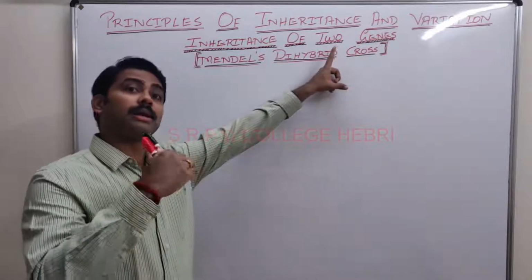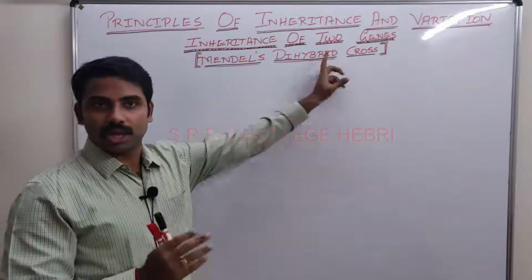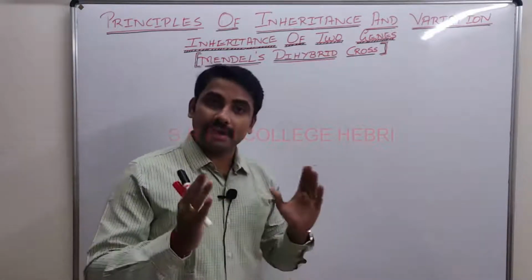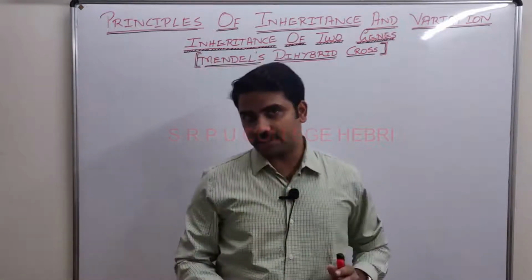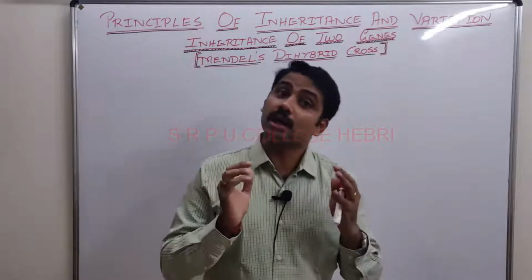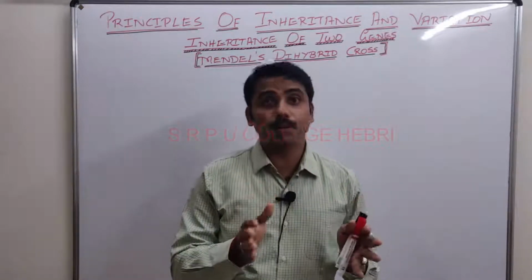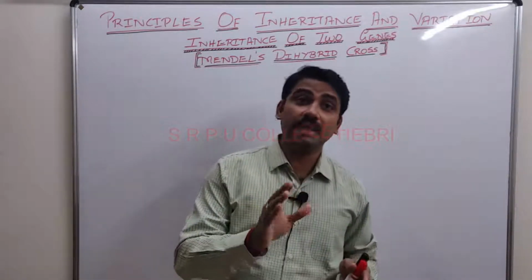One gene means Mendel's monohybrid cross. How will we define that? It is the cross involving two true breeding parents. Parents should always be what? True breeding. What do you mean by true breeding? They should be genetically pure.